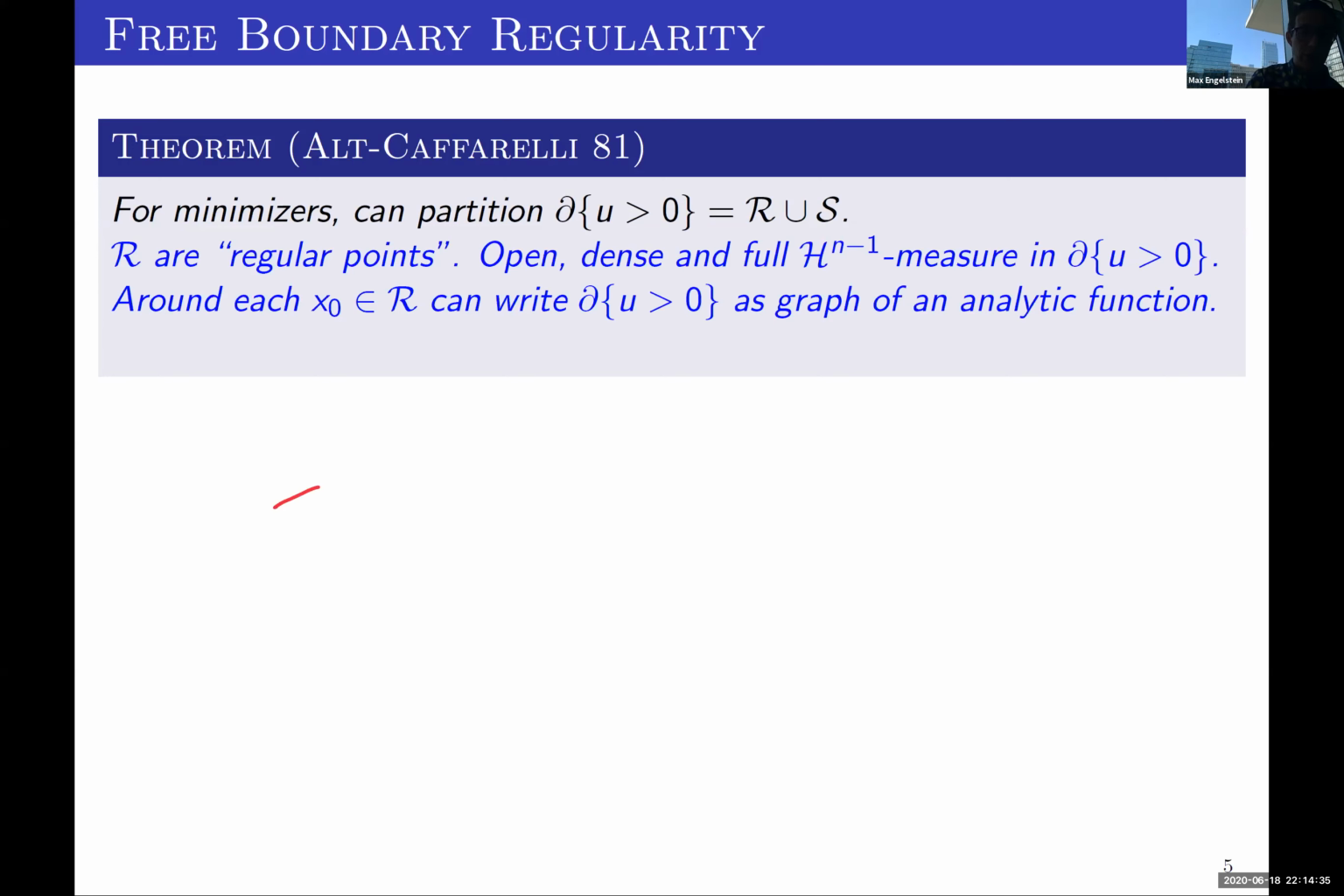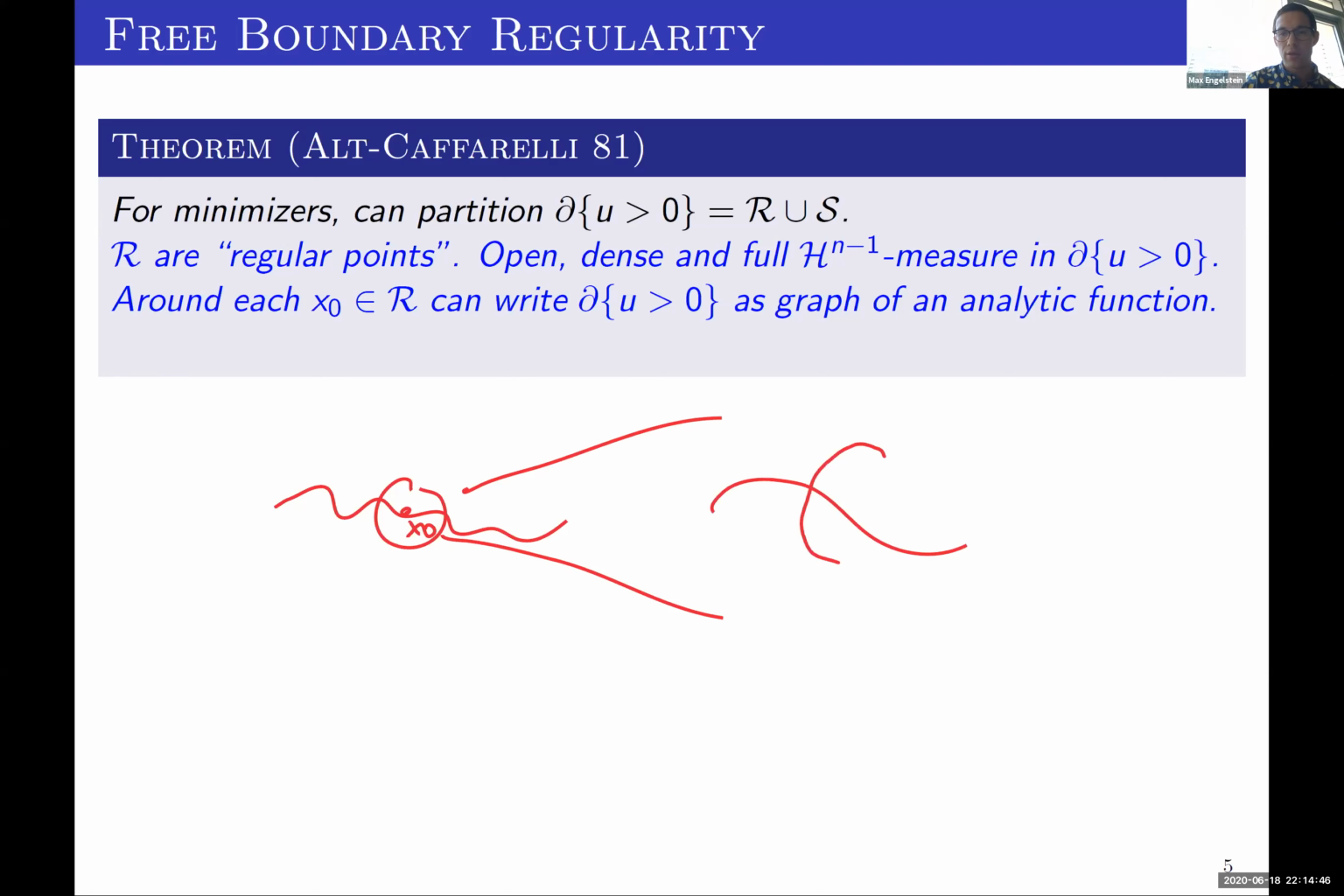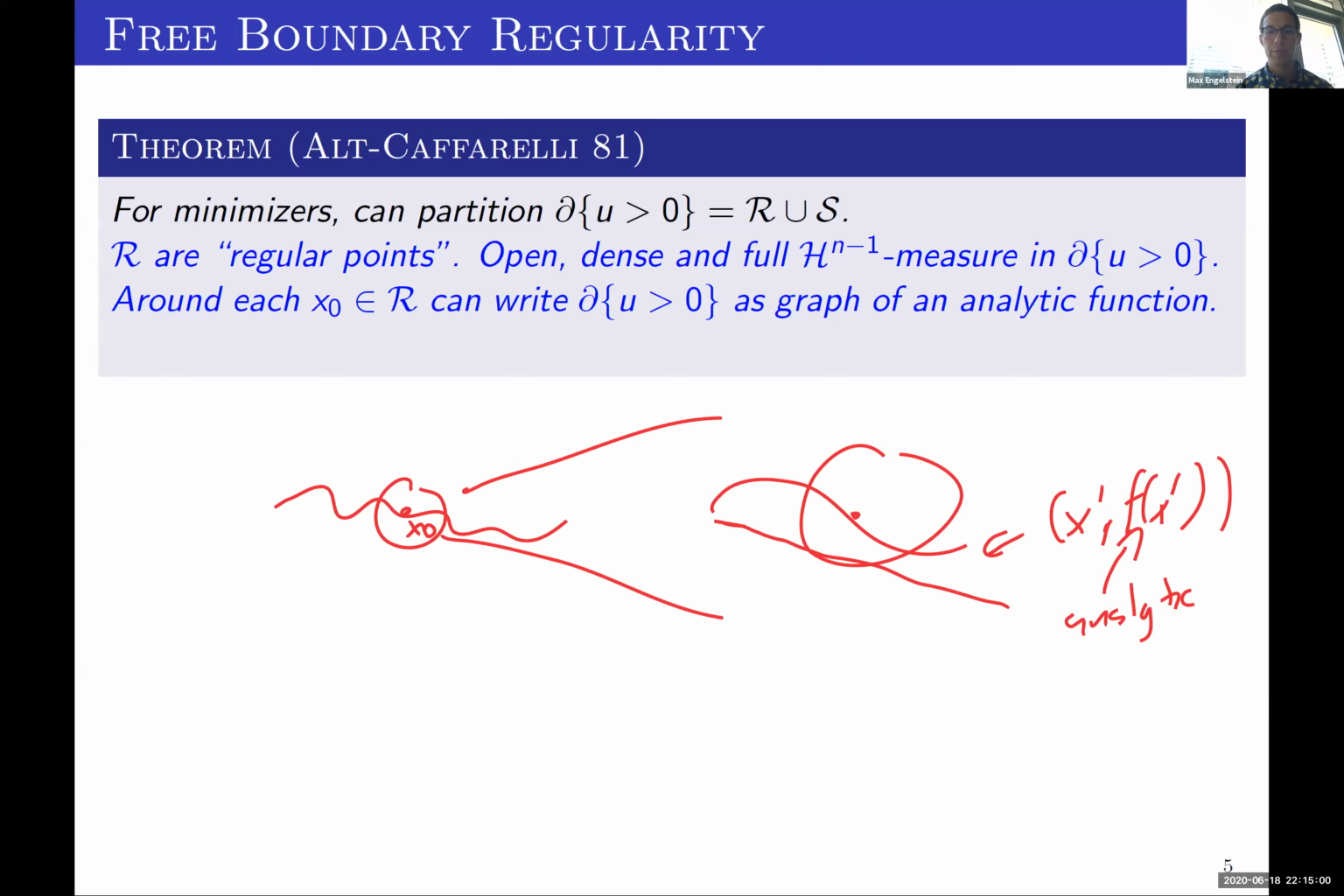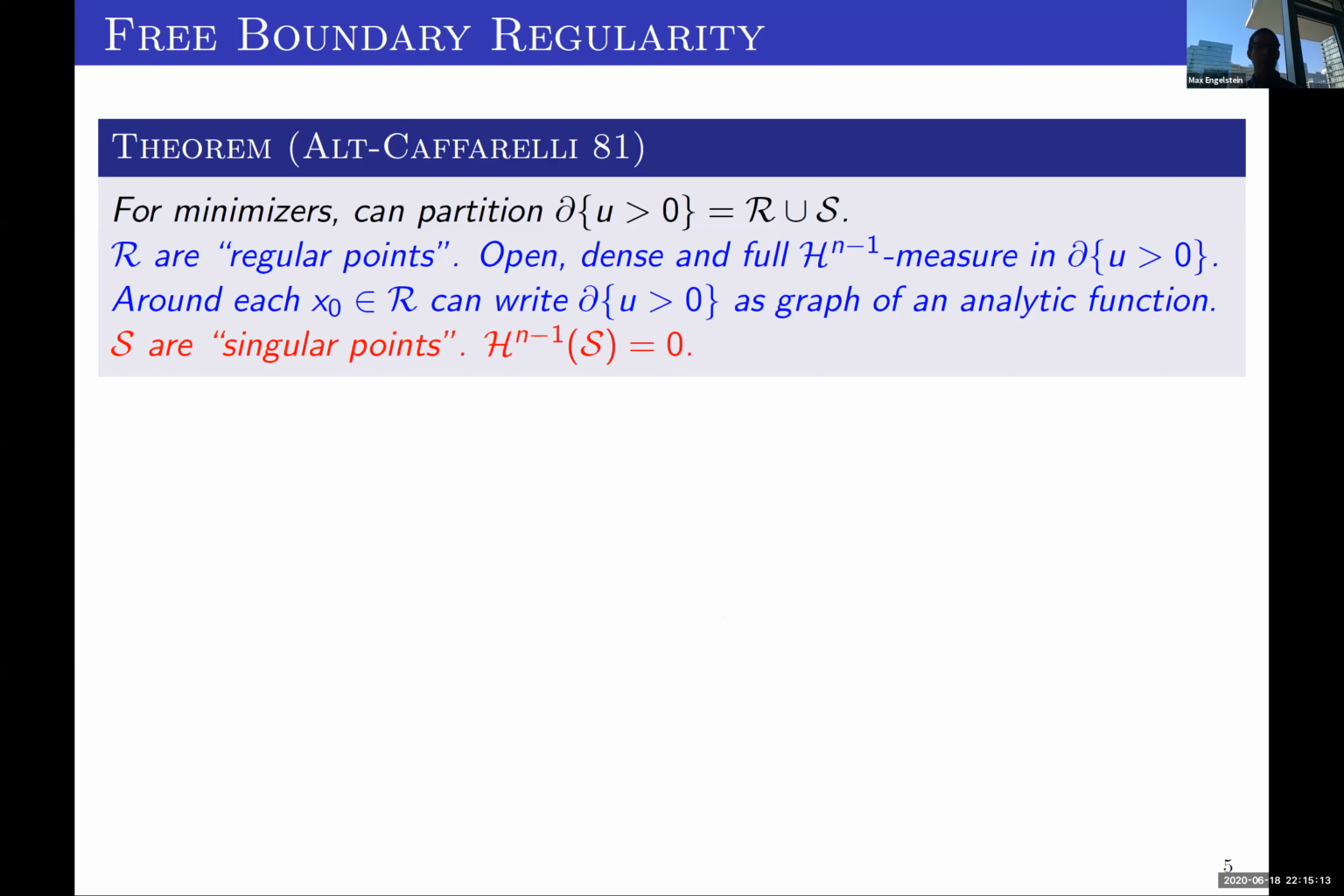So what you should be thinking about is, here's your free boundary, here's some point x0, there exists a little ball, so that when you zoom in, there's some plane, and then this set becomes sort of (x', f(x')), and this function is analytic, right? So this is the best you can hope for. And if you sort of are familiar with minimal surfaces or the obstacle problem, this should feel kind of good to you, right? These are what regular points do. Unfortunately, there are also these singular points. And at least as far as Alt and Caffarelli were concerned, sort of the only thing they could say about them is that they have zero H^{n-1} measure.